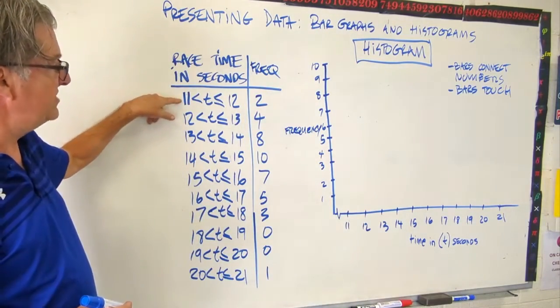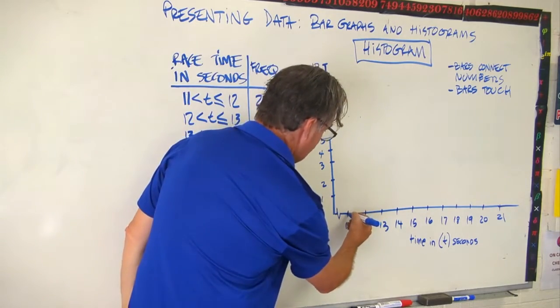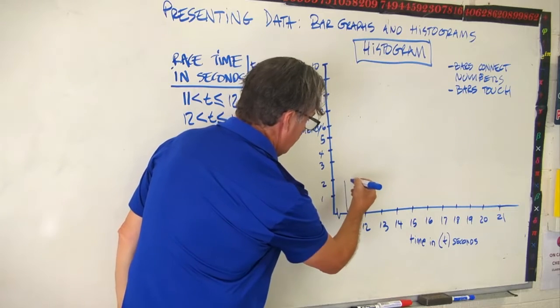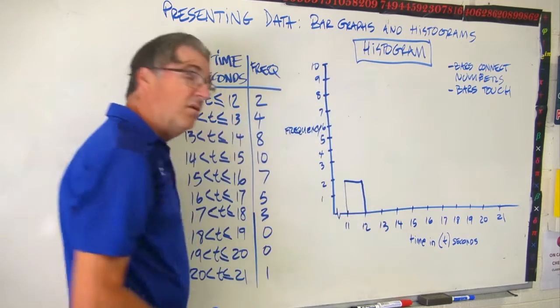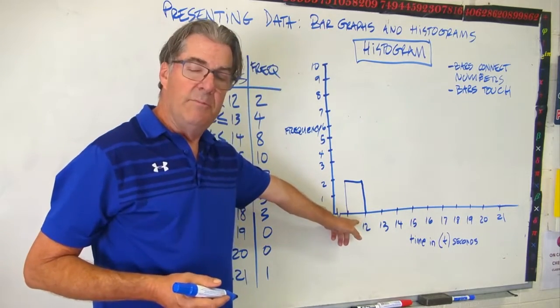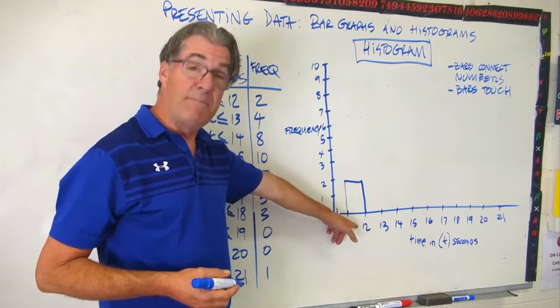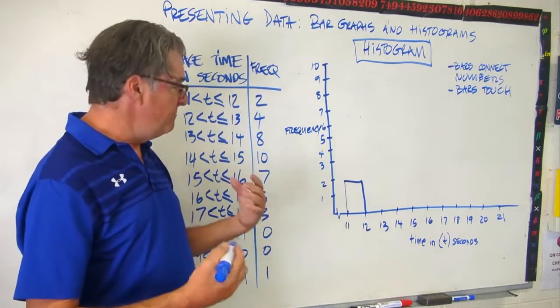So my first class is 11 to 12, the frequency is 2. So what I'm going to do is make my bar go up to 2, go across, and down. With the bar graph, the number was in the middle of the bar because that data was discrete and it represented all the 2s. So we kept the bars separate and we made them discrete.